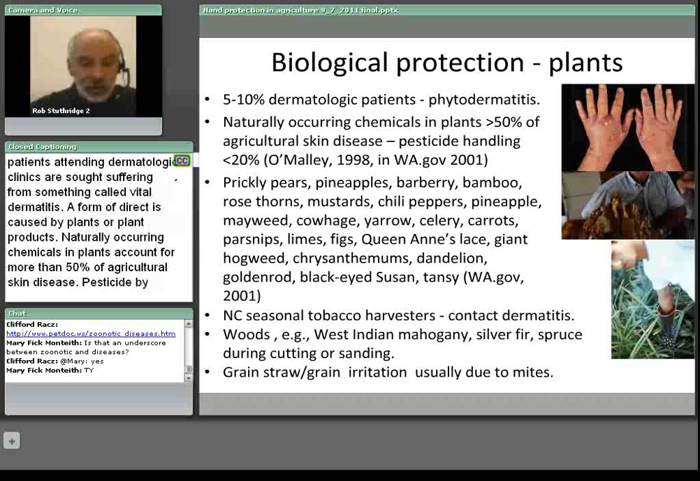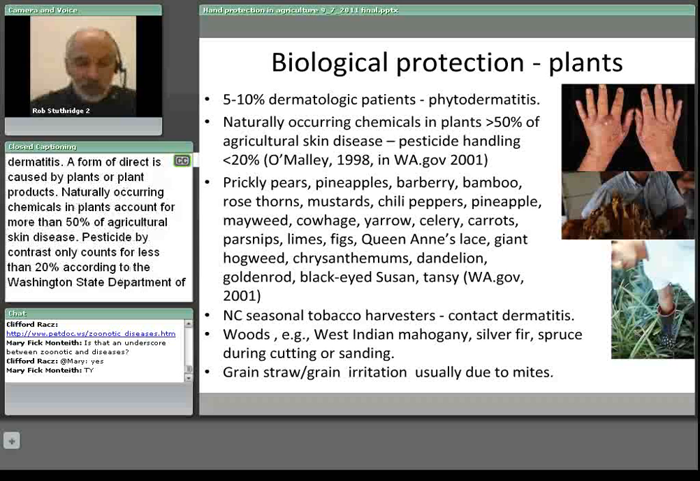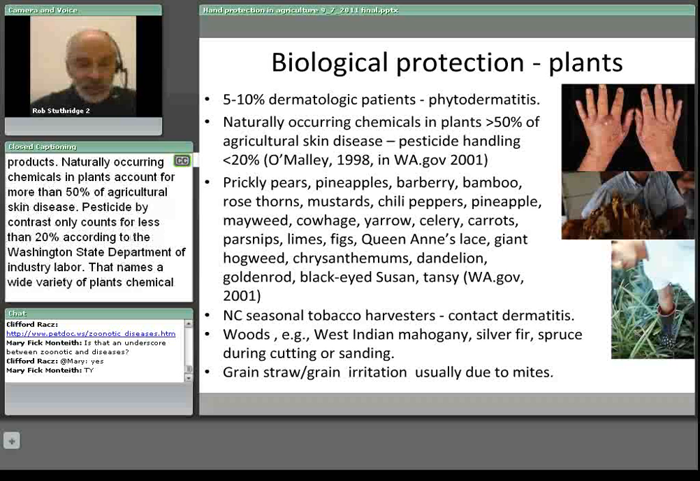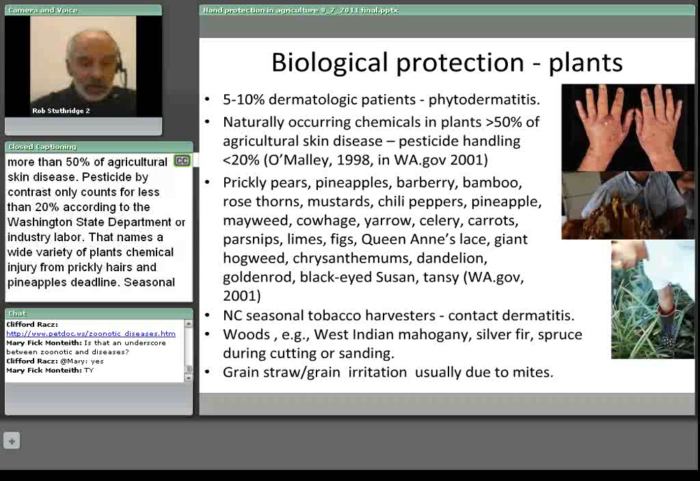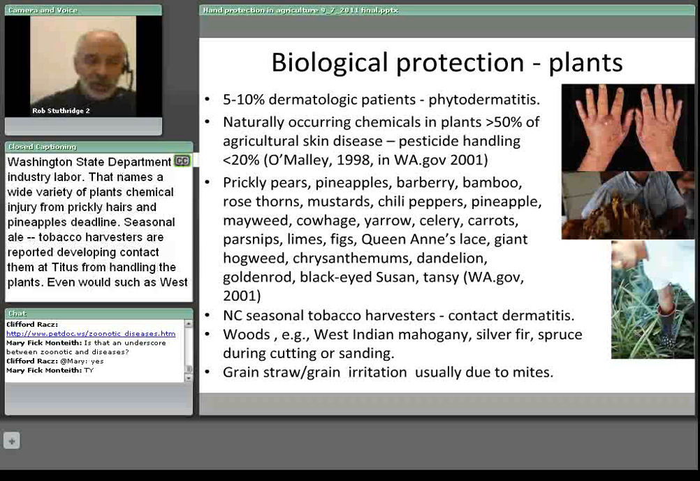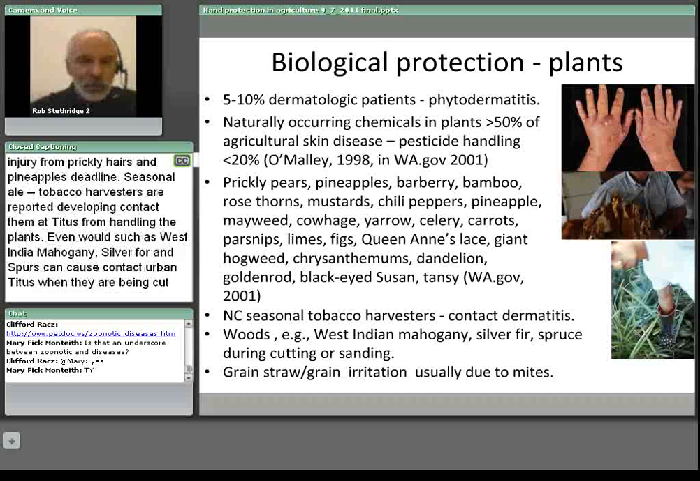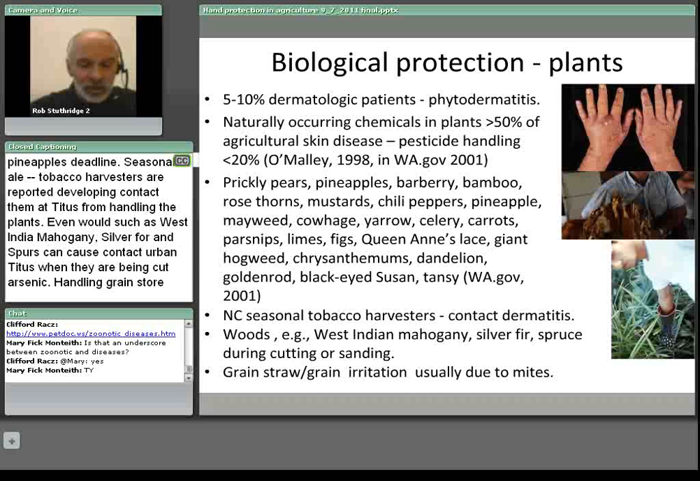And that names a wide variety of plants as sources of mechanical or chemical injury to handlers, from prickly pears and pineapples to celery, carrots, chrysanthemums, and dandelion. Seasonal labor tobacco harvesters in North Carolina are reported as developing contact dermatitis from handling the plants. And even wood, such as West Indian mahogany, silver fir, and spruce, can cause contact dermatitis if they're being cut or sanded. Handling grain straw or grain has been associated with skin irritation, but it's generally due to mites rather than a direct reaction to any chemical irritants in those plants.